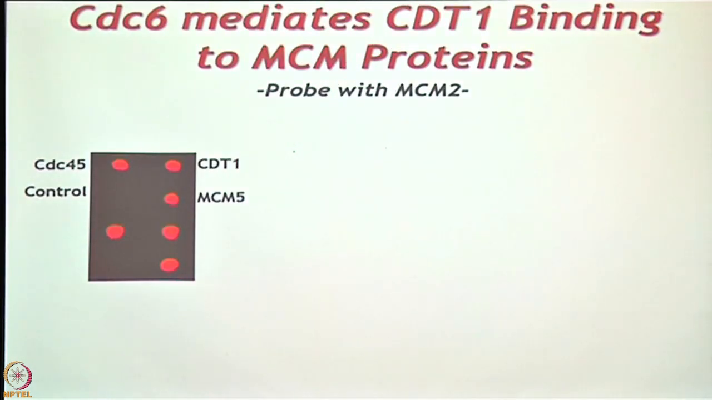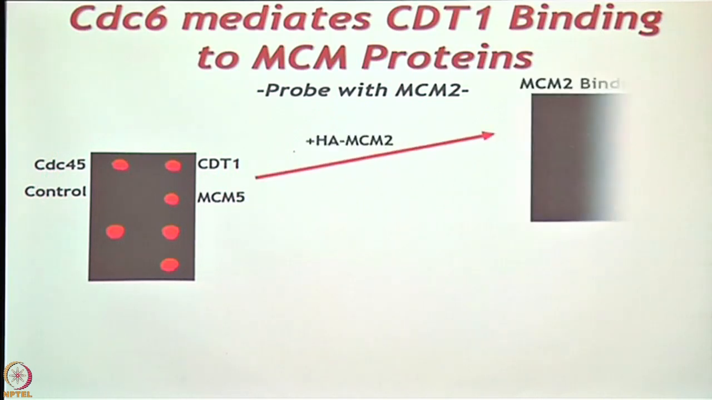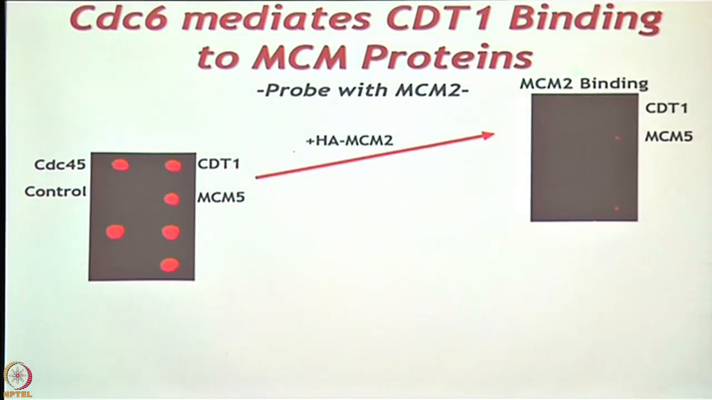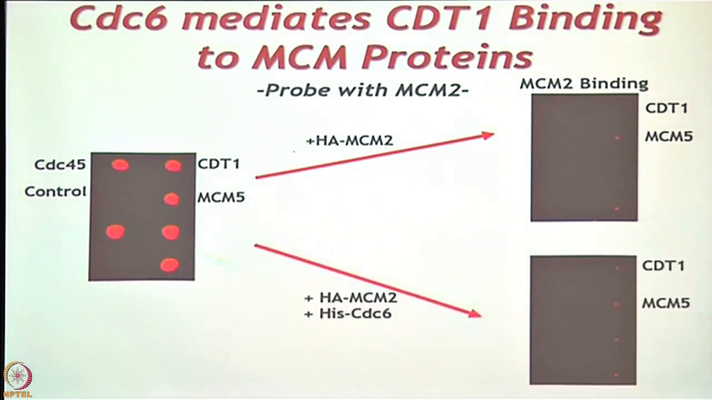And this is just to show you what that looks like. This just shows you that all the proteins were made on the array. If we add MCM2 without CDC6, you don't see any binding here. But you do see the positive control MCM5 indicated. If you add MCM2 plus CDC6, now you can see the CDT1 binding. It's pretty faint. I'm not sure you can see it where you are, but we definitely observed it.